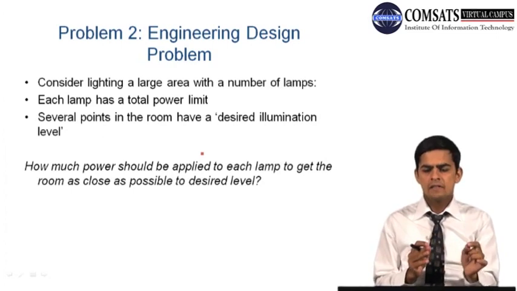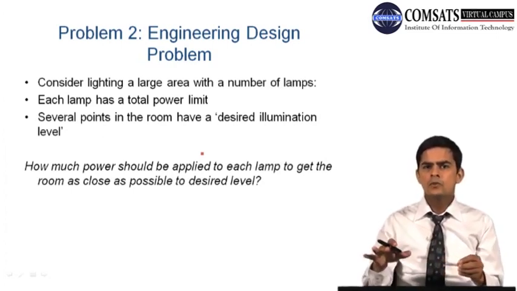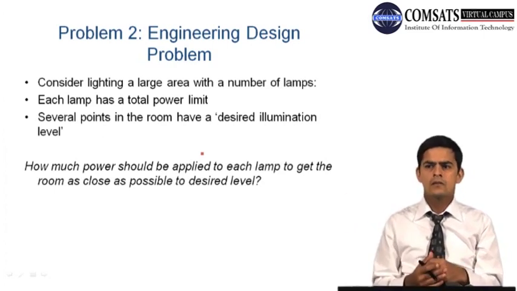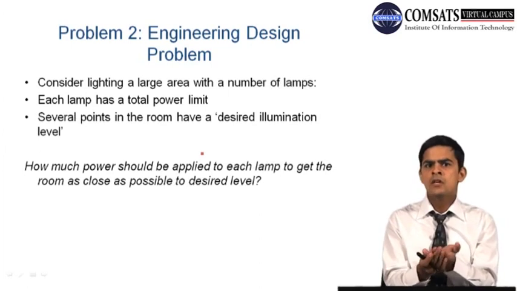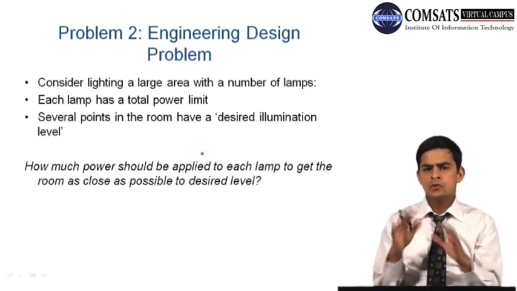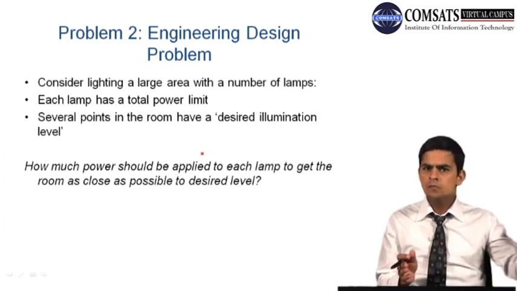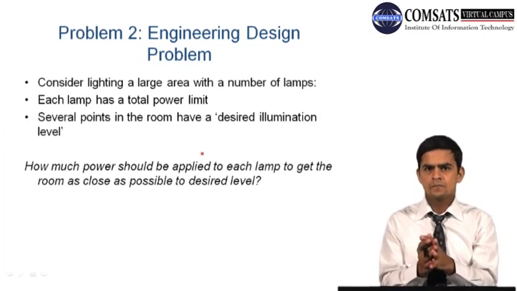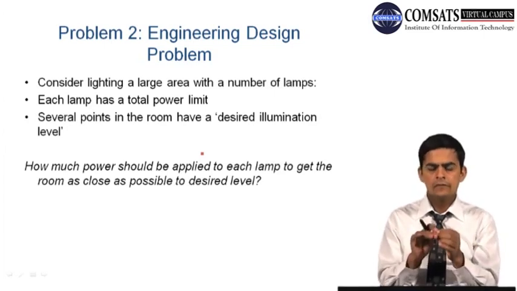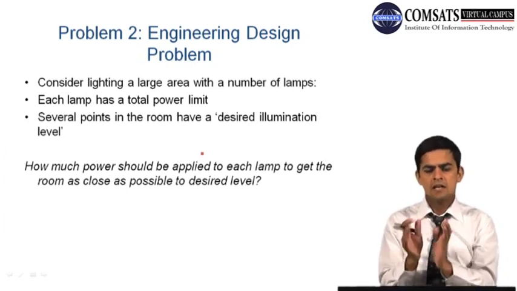Several points in a room have a desired illumination level, right? For example, there is a part of the room where you usually work. Okay, so you have a computer desk there. You have your working desk. So you will need more light there. And if you sleep in a part of the room, you don't really need too much light there. So every part of the room should have a certain desired illumination level.